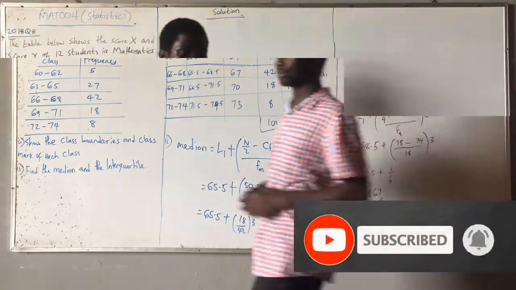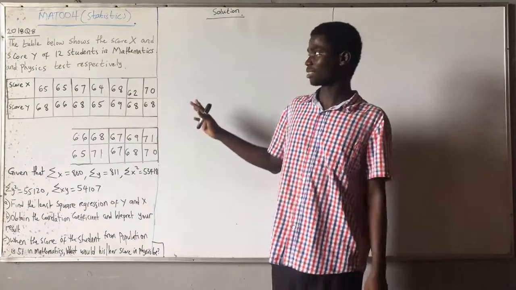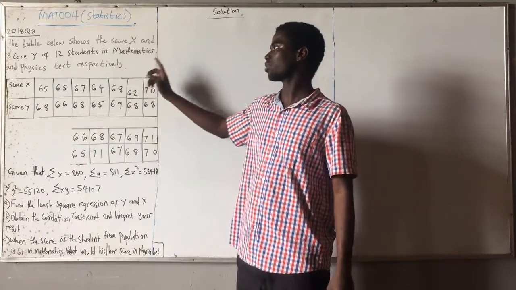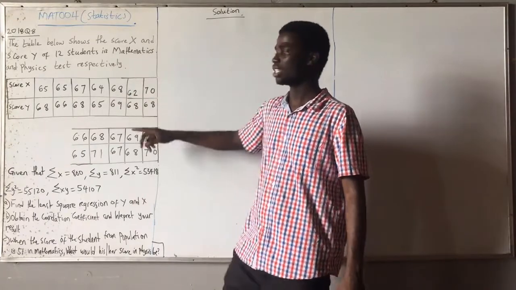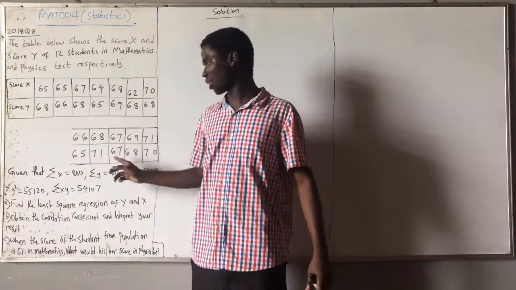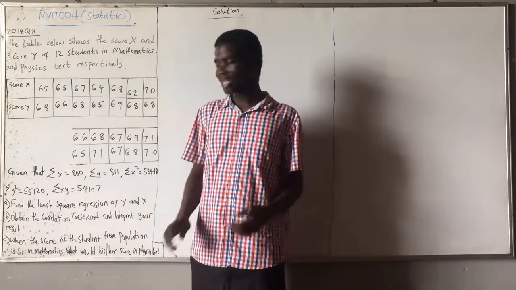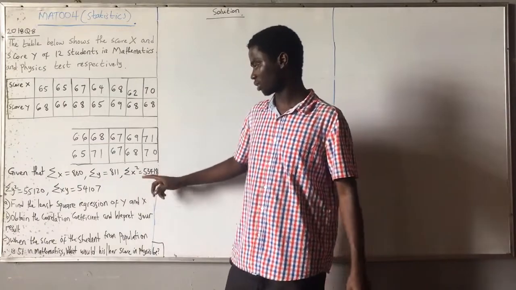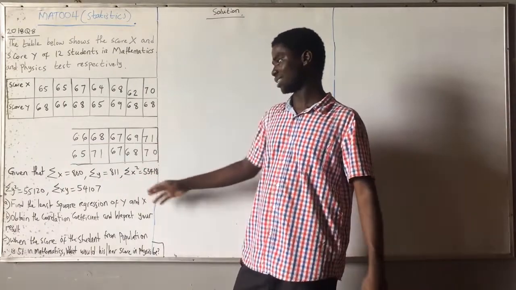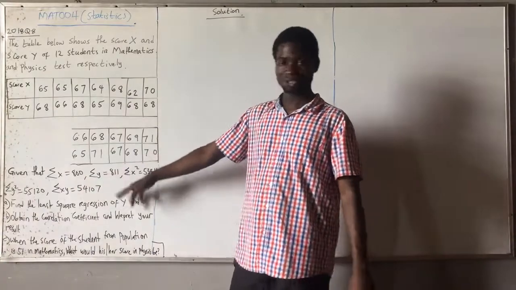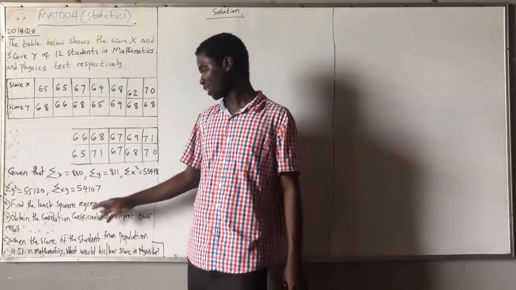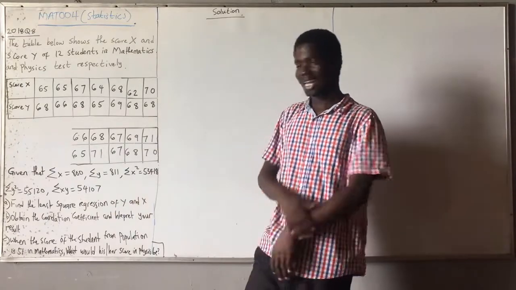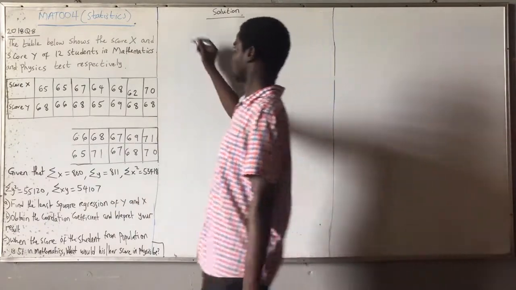Thank you very much. So this is the last part of the statistics. The table below shows the score X and score Y of 12 students in mathematics and physics tests respectively. So this one is for the mathematics test, the second score is the physics test. Given that summation of X is equal to 800, summation of Y is 811, summation of X squared is 53418, summation of Y squared, summation of XY, it has been given. Now find the least square regression of Y on X. So this is what they want us to find in the first one.